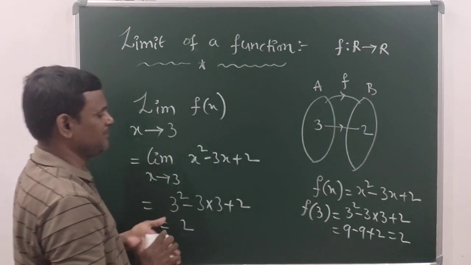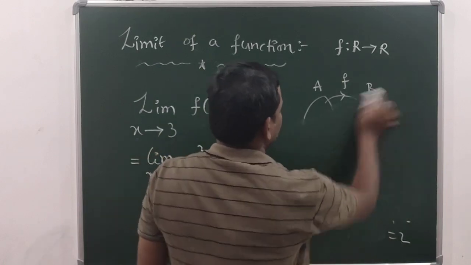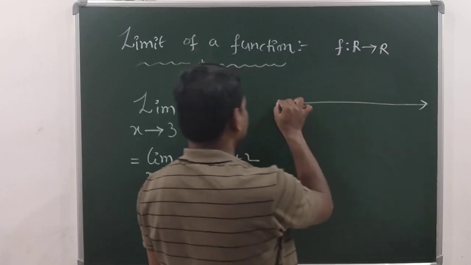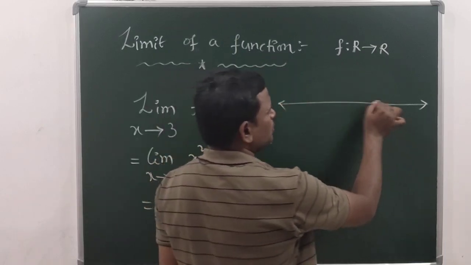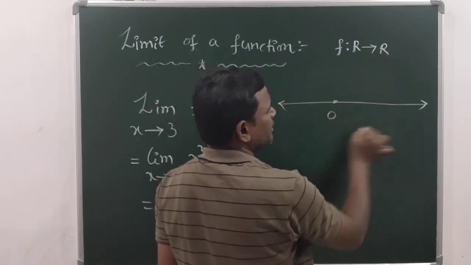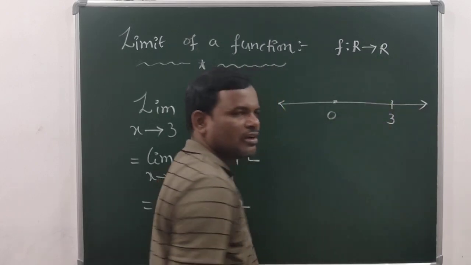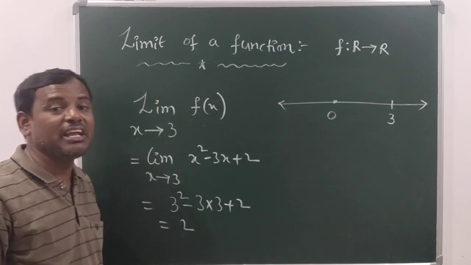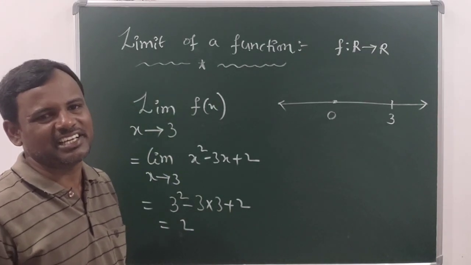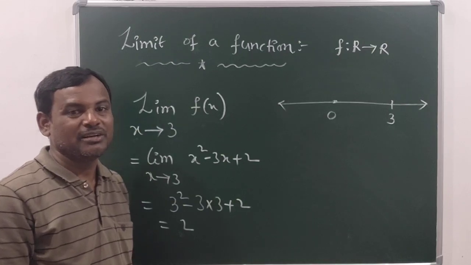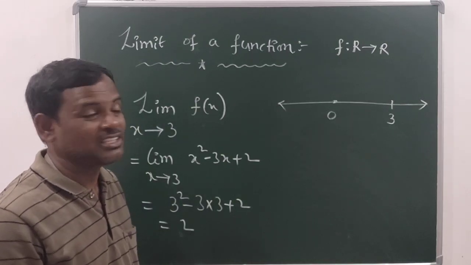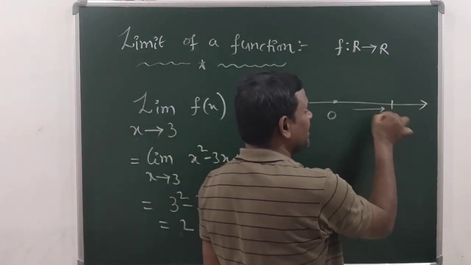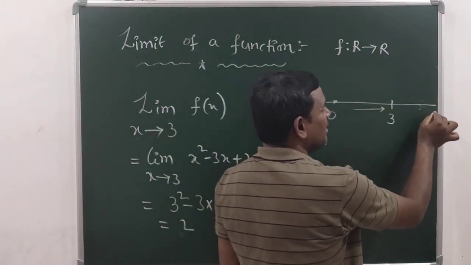So now let us see that. Take a number line here. Here 0, and here you make it 3. Now our x is reaching 3, very close to 3 but not exactly 3. Very close to 3 means x may approach 3 from the left side of 3, or it can be from the right side of 3.